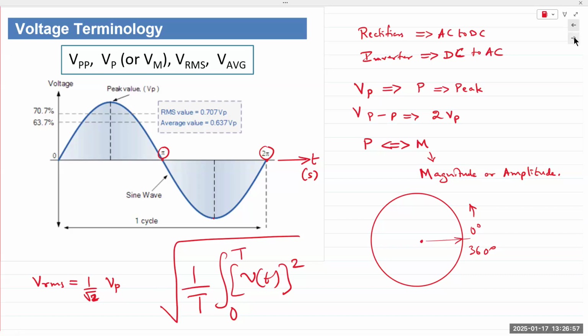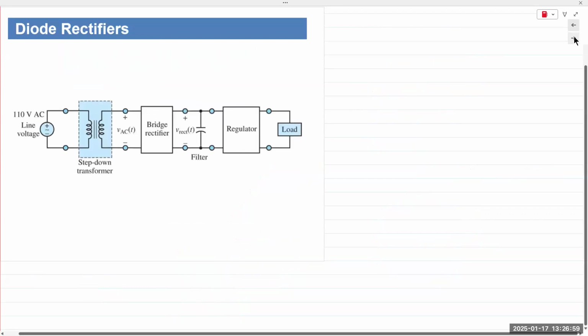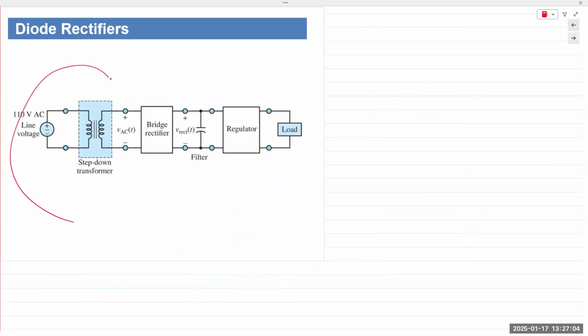All right, let's look at the first circuit. Actually, not first circuit. Let's do a broad overview of what diode rectifiers are. Okay. The most common and popular application for a diode, the regular diode, is in a rectifier circuit. Okay, rectifier circuits are basically AC to DC converters.